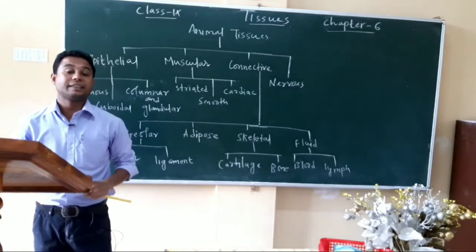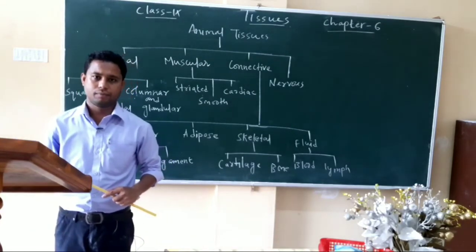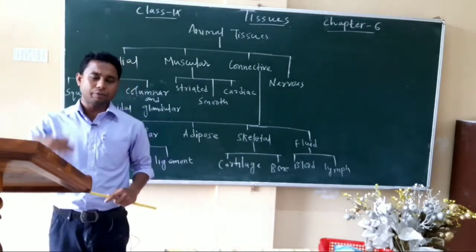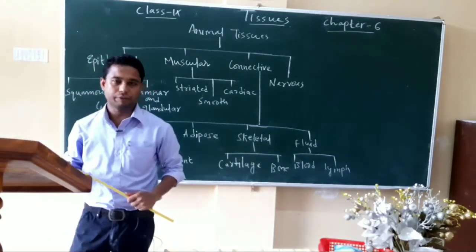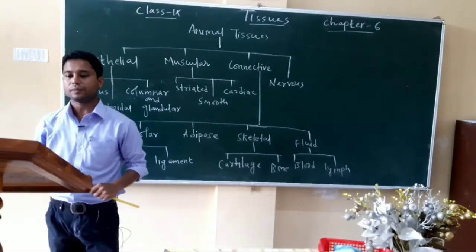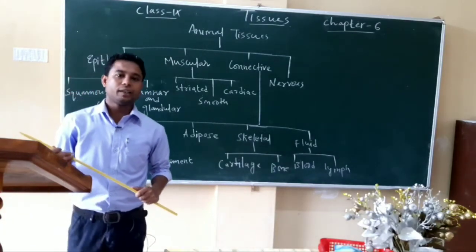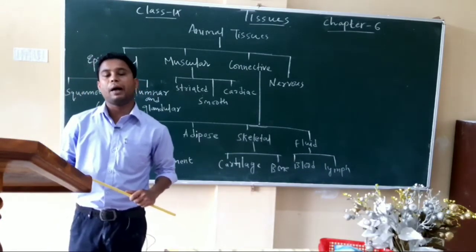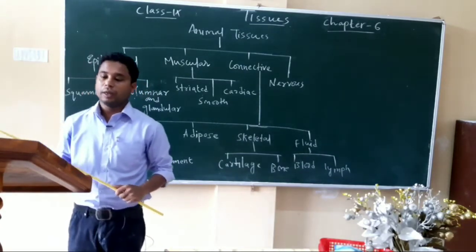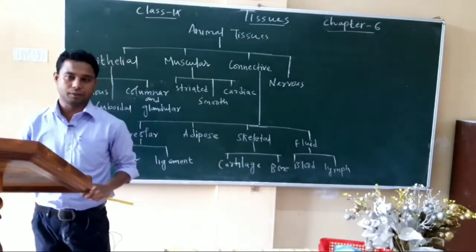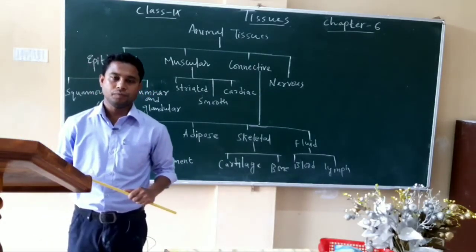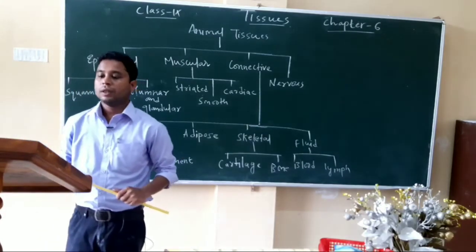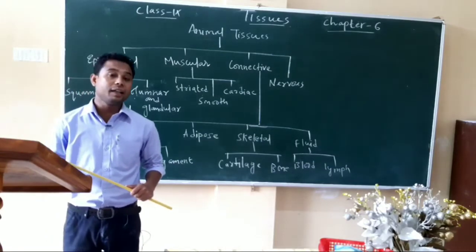Simple squamous are single layered, they have a flat surface. Now where are they located? It forms the delicate lining of cavities like mouth, esophagus, nose, alveoli, etc. and of blood vessels. Then the next is stratified squamous. Stratified squamous are multi-layered.